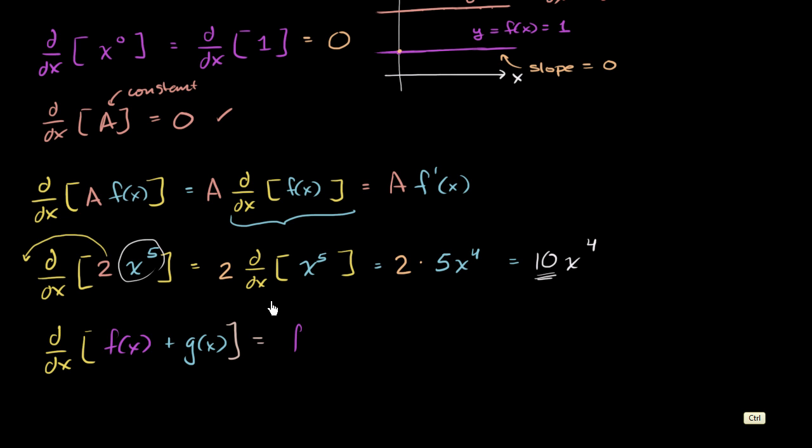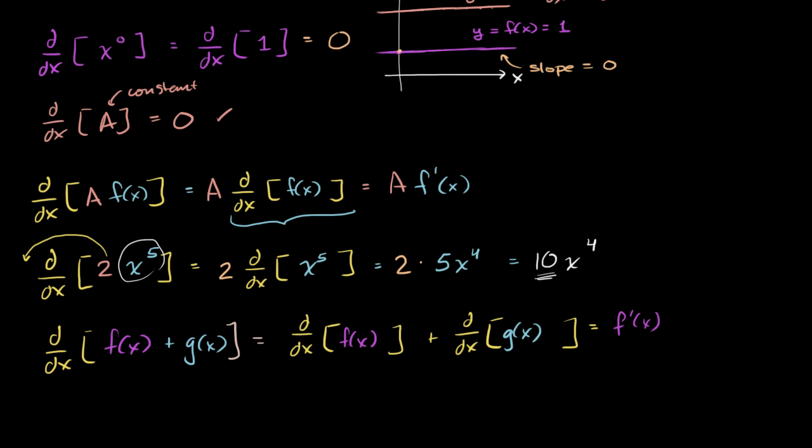Actually, let me use that derivative operator just to make it clear. It's the same thing as the derivative with respect to x of f of x plus the derivative with respect to x of g of x. So we put f of x right over here and put g of x right over there. And so with the other notation, we can say this is going to be the same thing. The derivative with respect to x of f of x we can write as f prime of x. And the derivative with respect to x of g of x we can write as g prime of x.